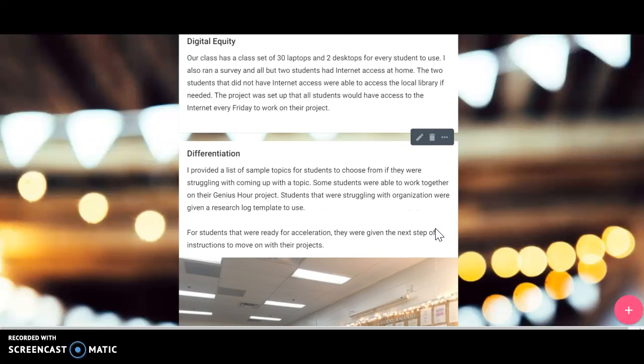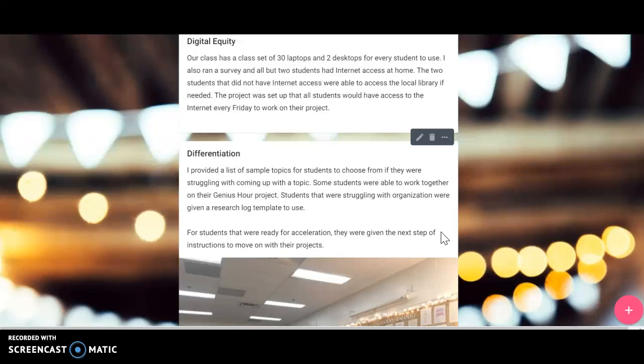To prepare for this unit, I made sure that I was comfortable with all of the tools that I would suggest them to use. So I looked into Padlet and ThingLink, etc. I also met with our technology coordinator to learn more about the laptops in my class. Our class has a set of 30 laptops and 2 desktops for every student. With that tutorial with my coordinator, I was able to really troubleshoot a lot of the problems, the most common one being that the Wi-Fi disconnected a lot, and so I was able to help the students with that.